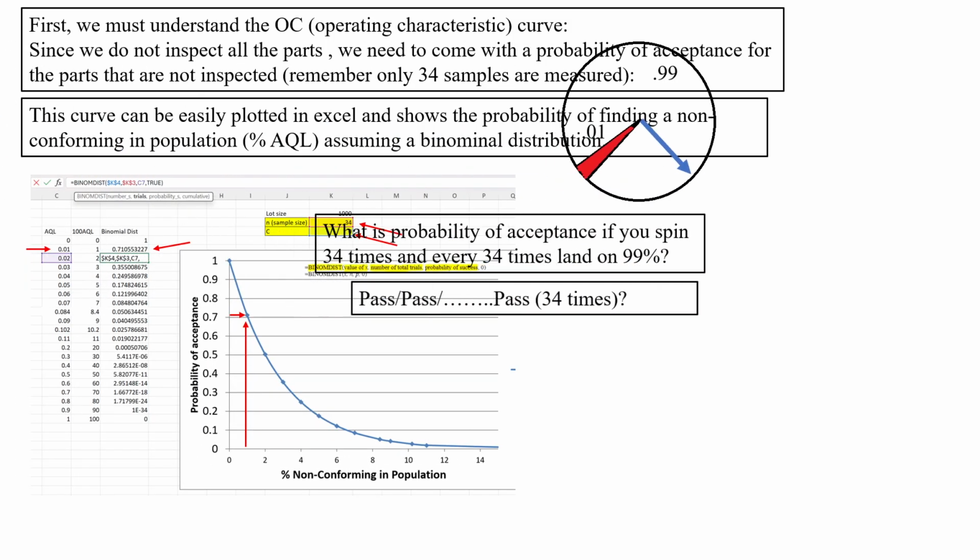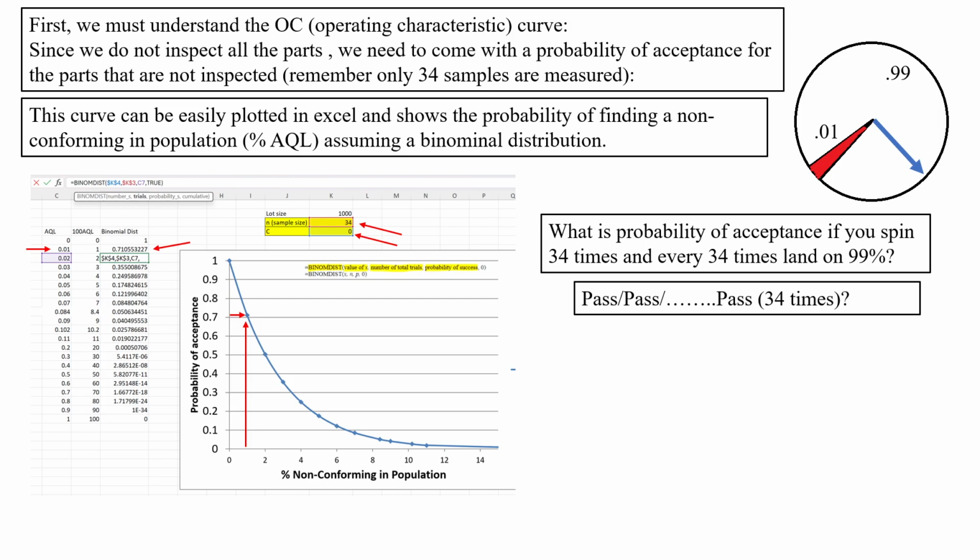We explain that with the sketch here. So we have two zones, 99% and 1%. 99 is a good zone, the white zone, where we are conforming. 1% is the non-conforming zone. What is the probability of acceptance? If you spin 34 times, that's your sample size basically, every time you spin, you land on the white zone and you pass continuously, 34 times.